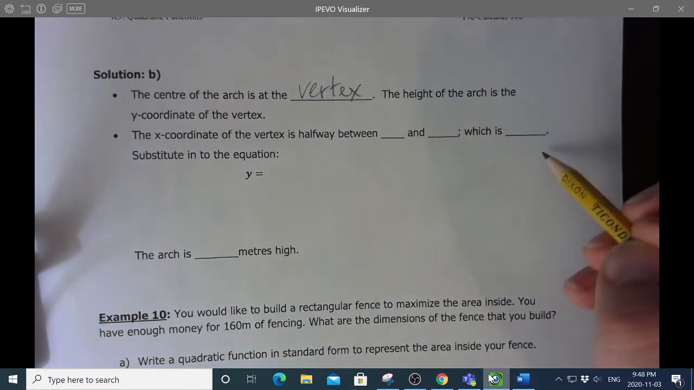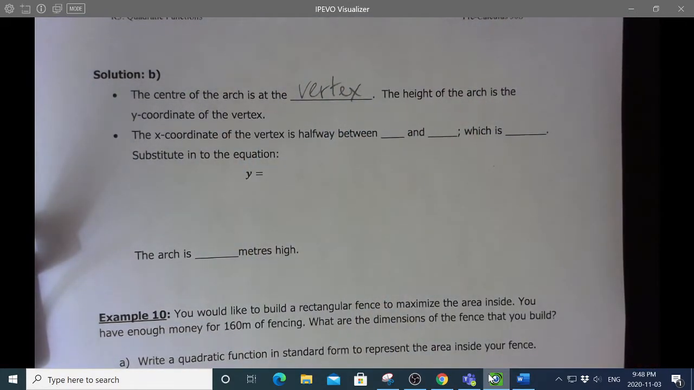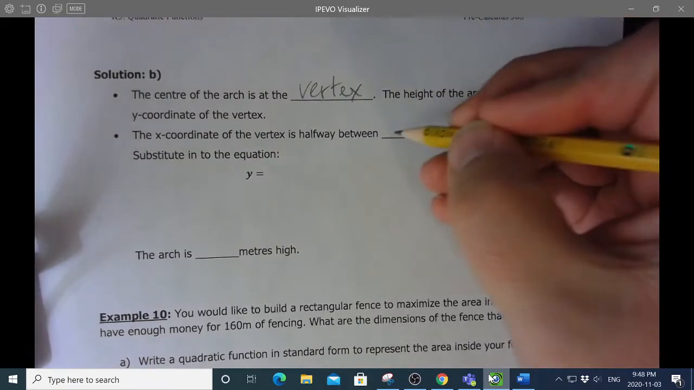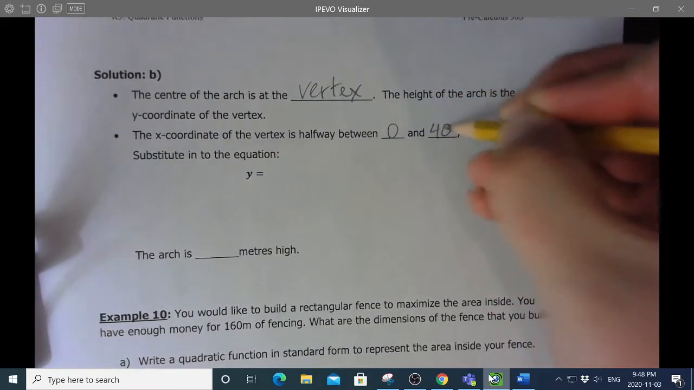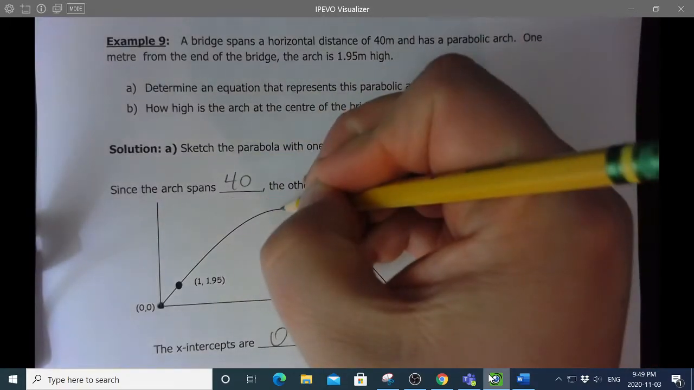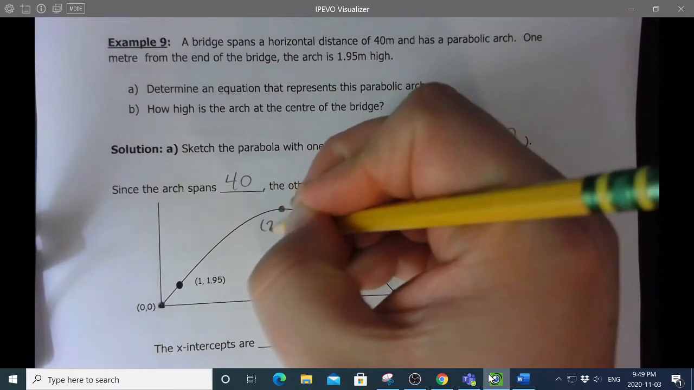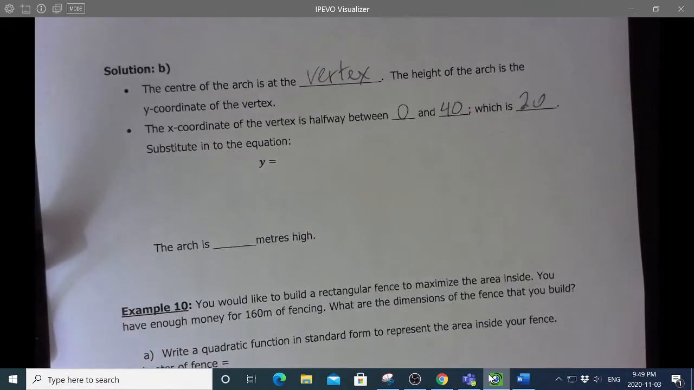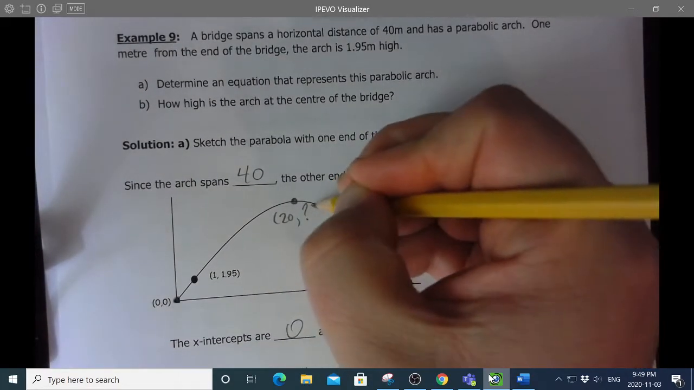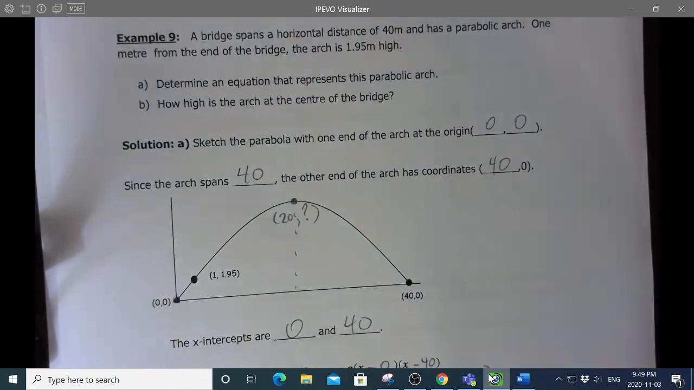The height of the arch is the y-coordinate at the vertex. I would like to know what that number is. The x-coordinate of the vertex is halfway between 0 and 40, which is, of course, 20. So going back to my picture, this middle part here must have an x-coordinate of 20, but I'd like to know the y-coordinate. So how high, just go back to this for a sec, I want to know how high that is. How high does the arch go?